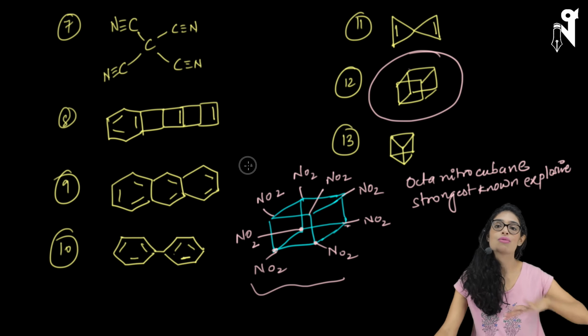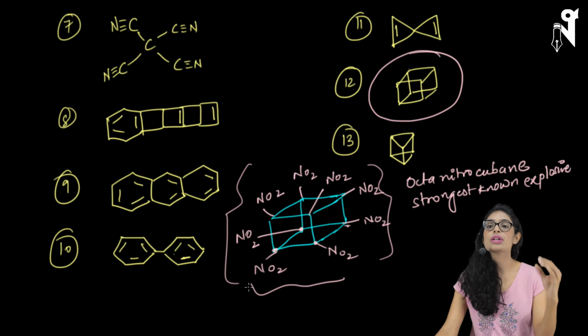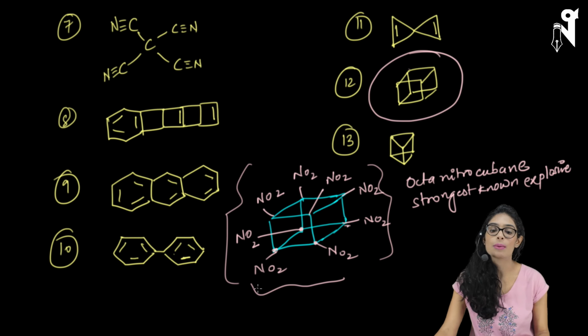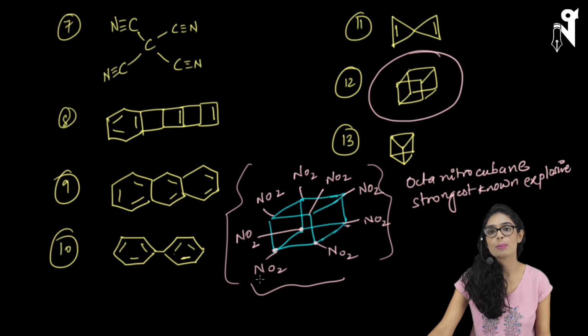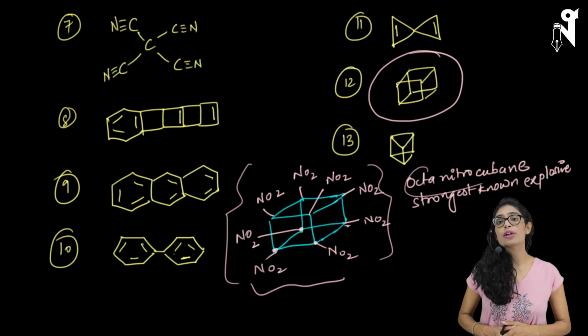So this cubane, if you nitrate it, if you put NO2, NO2, NO2, or if you do the reaction in such a way with a compound that can do nitration on each carbon, it will form octanitrocubane, which is the strongest explosive known so far. So this is about degree of unsaturation.